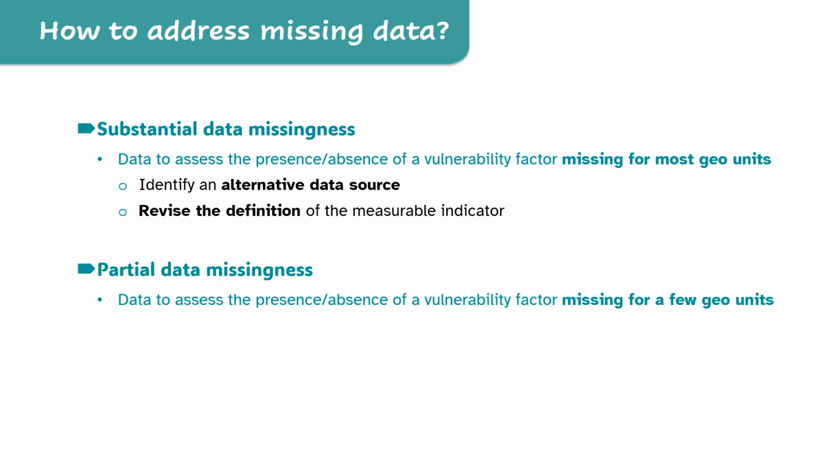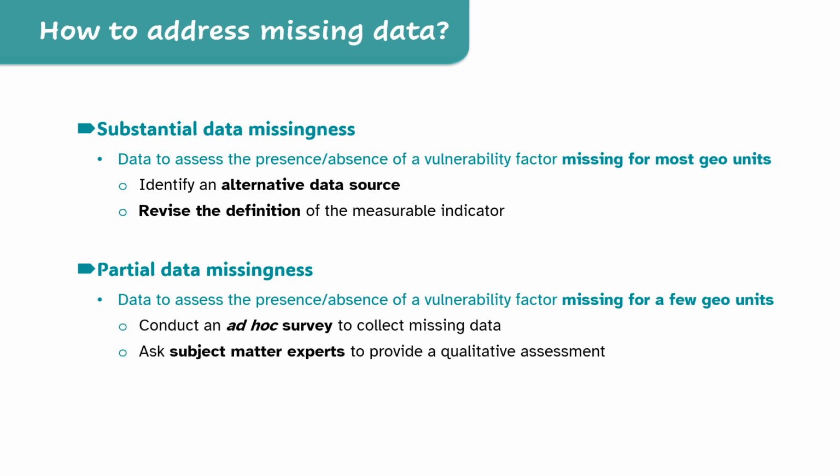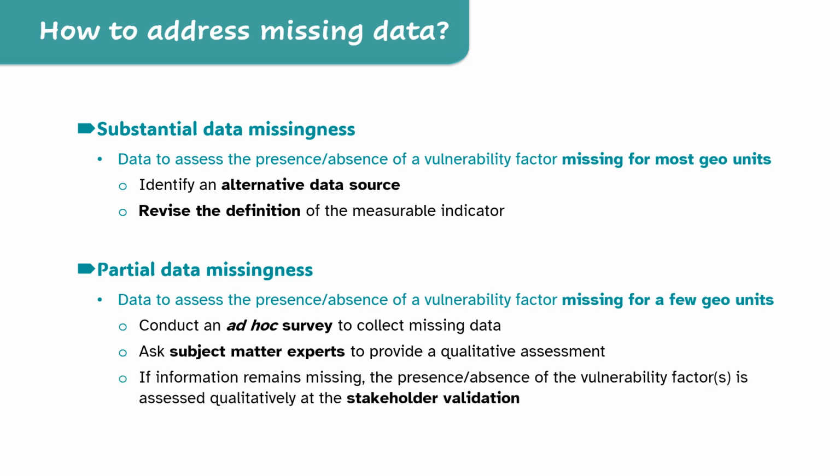There is partial data missingness if data to assess the presence or the absence of a vulnerability factor is missing for only a few geographic units. In that situation, a survey might be considered to collect the missing data. A qualitative assessment based on expert opinions can also be performed. Lastly, if under exceptional circumstances, it was not possible to fill some missing data with a survey or based on expert opinions, the remaining missing data is filled at the stakeholder validation based on participants' knowledge.